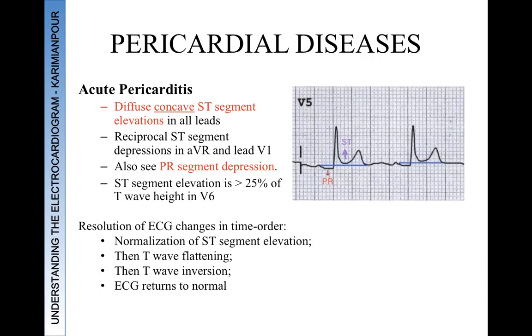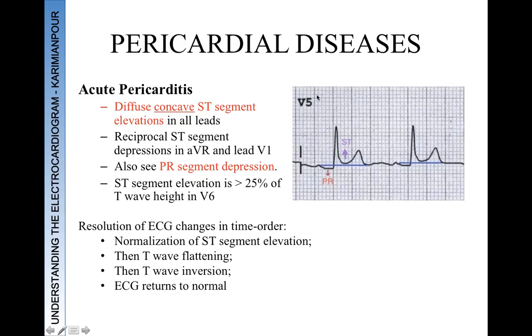Pericardial diseases, acute pericarditis. So these are some of the ST elevation patterns that you see that are not concerning for myocardial infarction. They are the strain pattern, or the upsloping or the concave ST elevation. So you have on ECG diffuse concave ST elevations in all of the leads. Diffuse means in all the leads, with the exception of AVR.